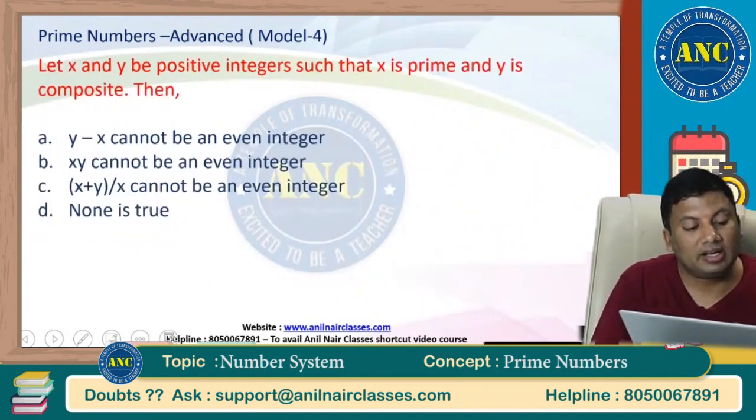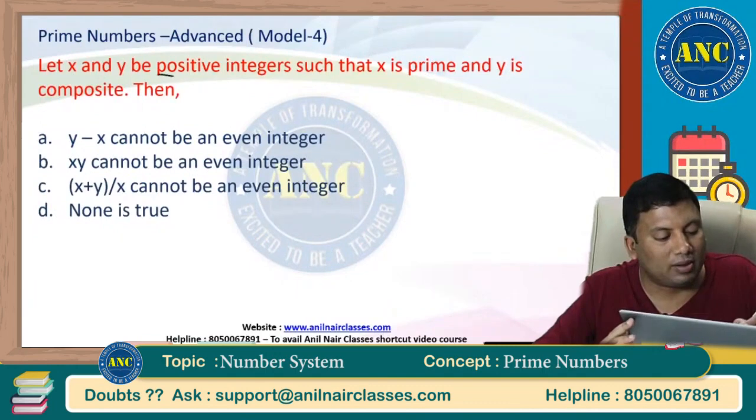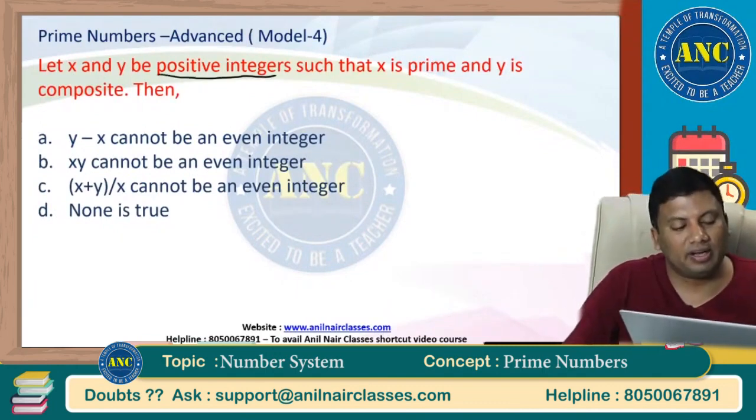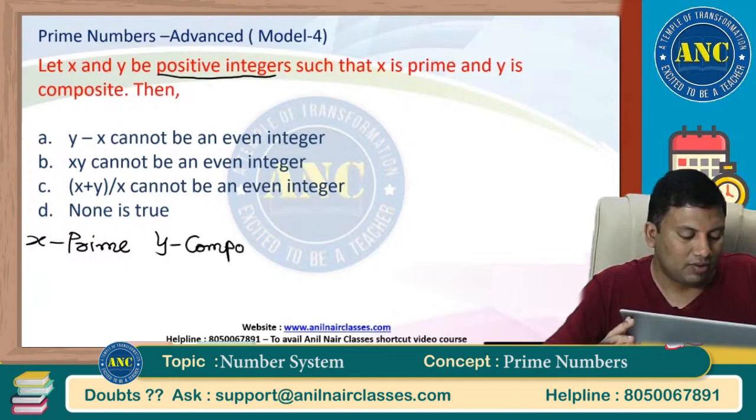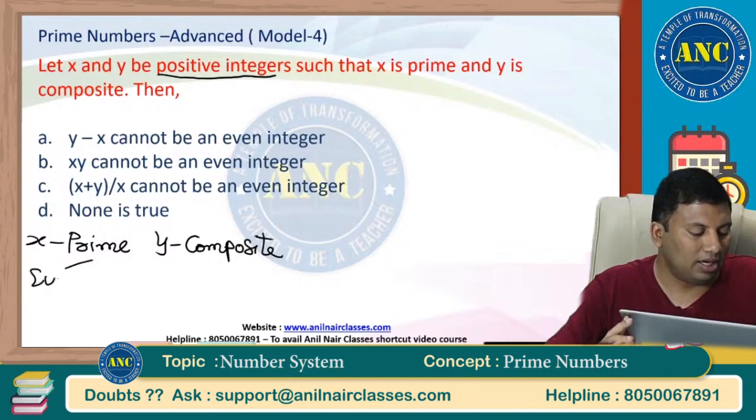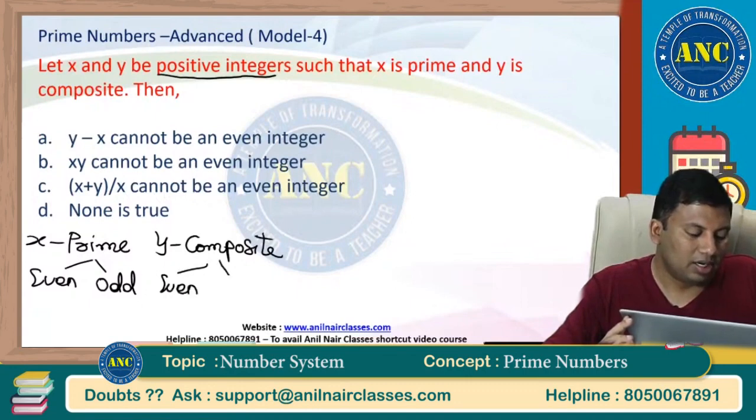Next one, model number 4. Let x and y be positive integers. X is a prime number. Y is a composite number. A prime number can be an even number or an odd number. A composite number can be an even number or an odd number.